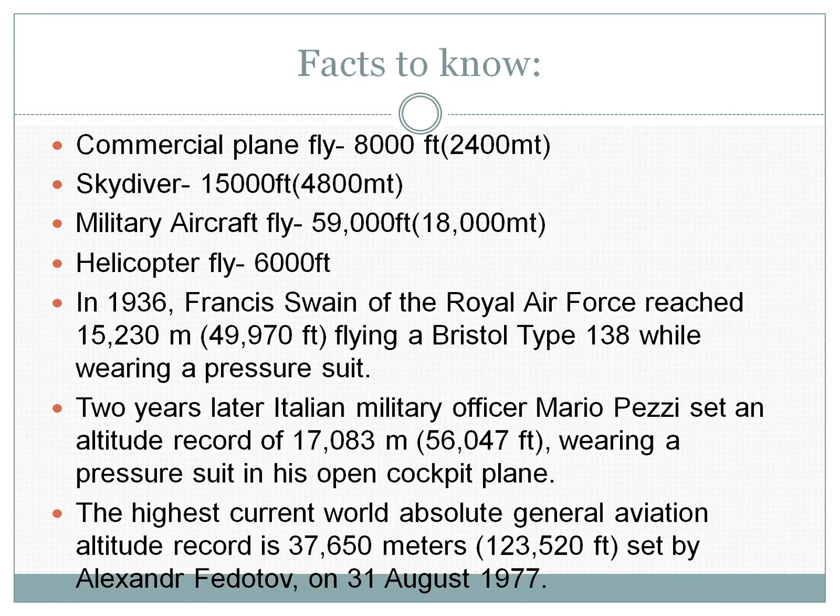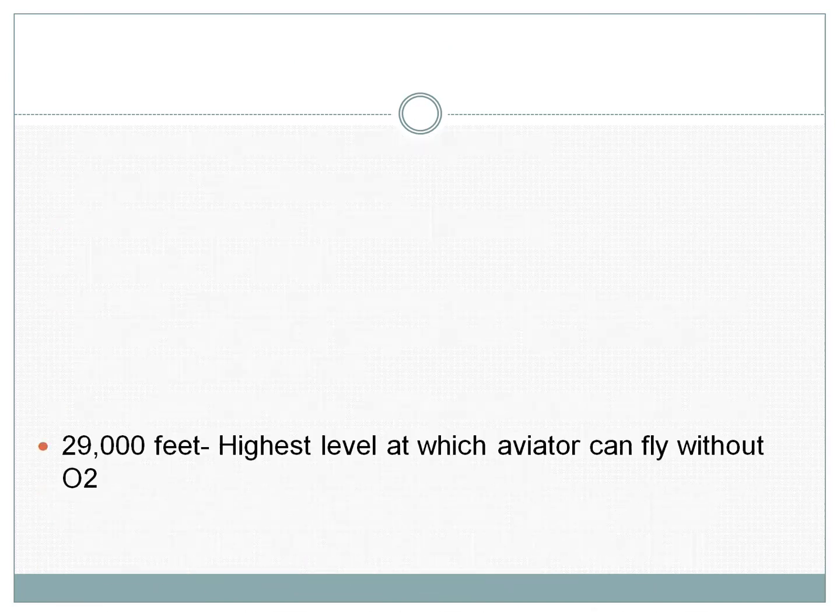The highest current world absolute general aviation altitude record, till last year, was 123,520 feet. I have checked this up to last year, set by Alexander Fedotov on 31st August 1977. After that, there was no record breaking of this general aviation altitude record. Without any harmful effect, he was able to ascend up to these heights.